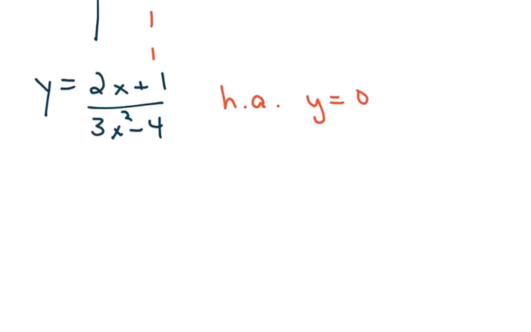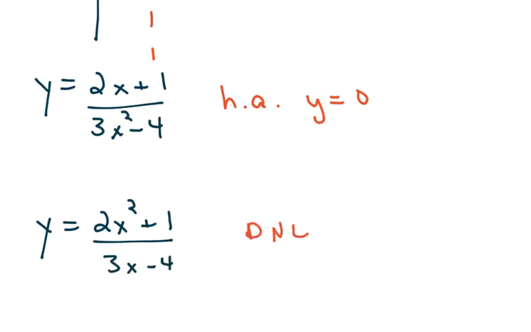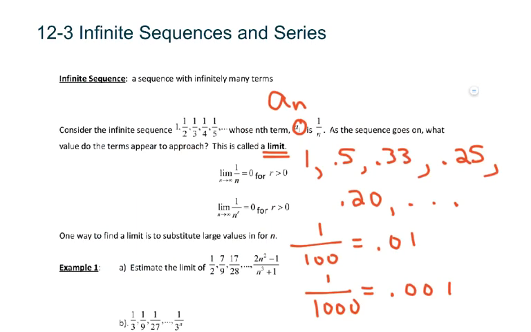But if I change this again and I made the bigger exponent of x in the numerator, we said that there was no horizontal asymptote, or we wrote DNE for does not exist. Well, now instead of calling it a horizontal asymptote, we're going to call it a limit.